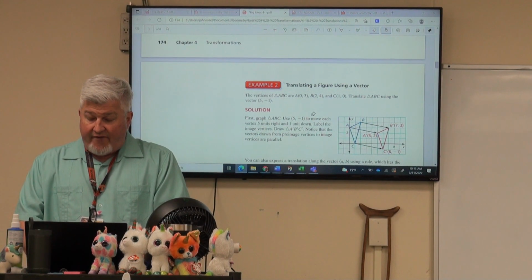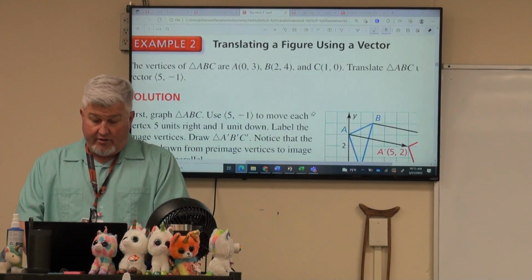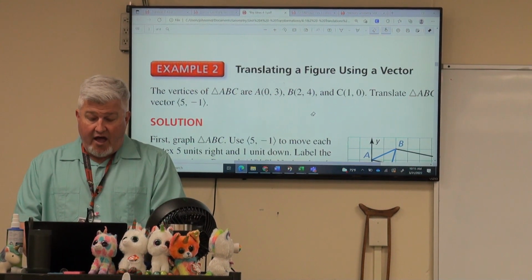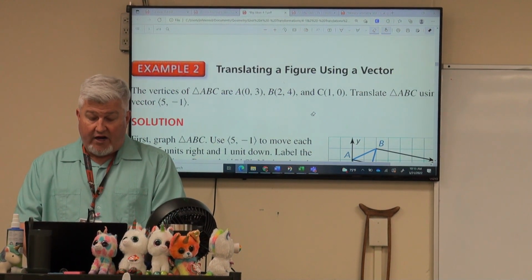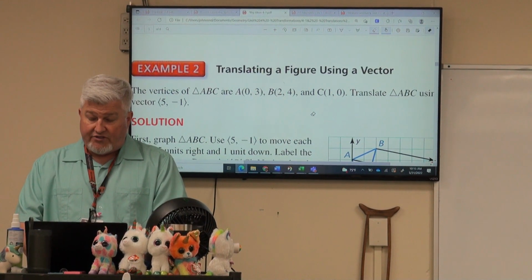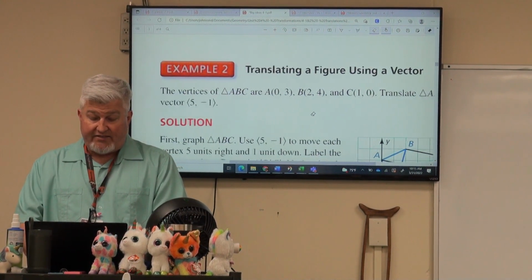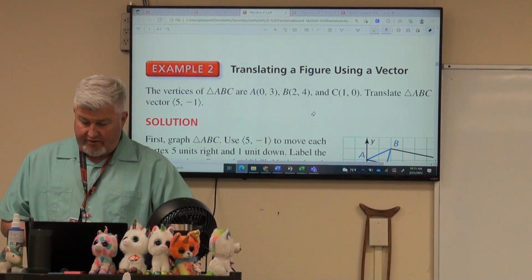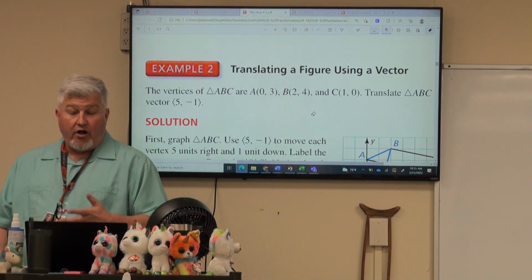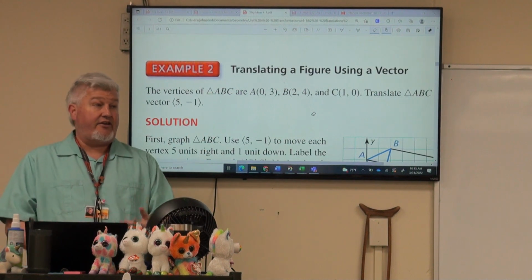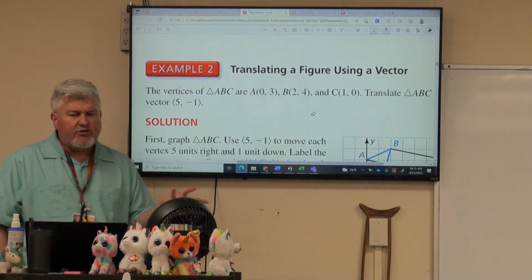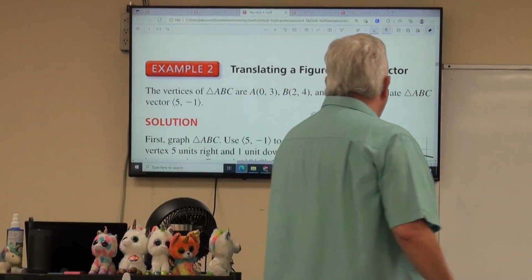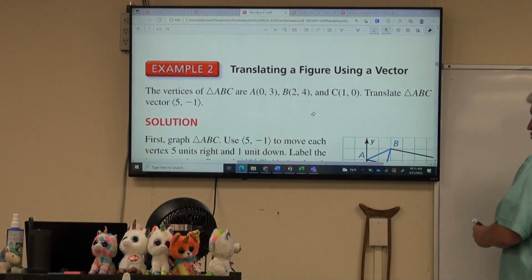So translating a figure using a vector. So here we go. We've got the vertices of triangle ABC are as follows: 0, 3; 2, 4; 1, 0. Translate triangle ABC using the vector 5, -1. So you're going to start with this triangle on these coordinates, and then you're going to translate it using this component rule. Let me show you. There's 2 different ways you can go about this when you go to graph it. You decide which way you like the best.